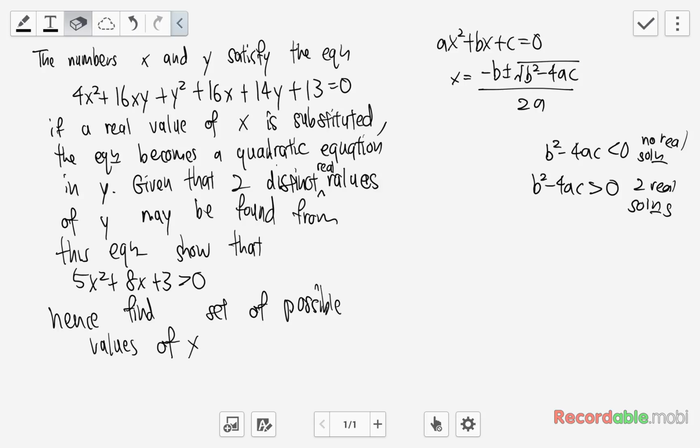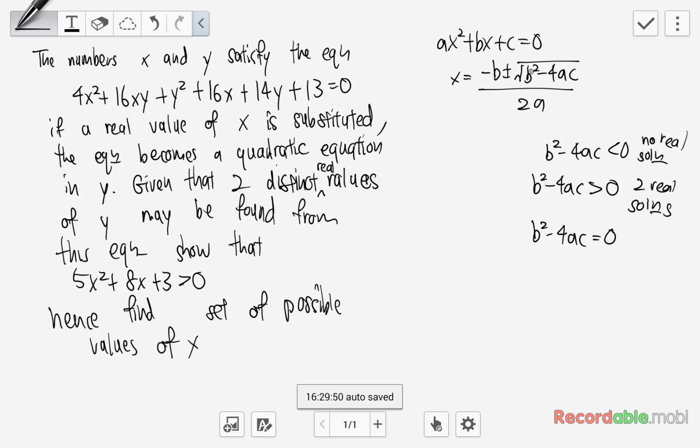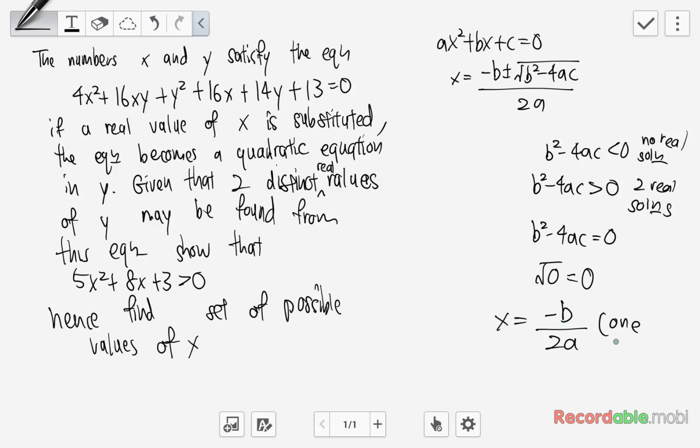What if our b squared minus 4ac equals 0? Then this part is equal to 0, the square root of 0 is 0, and our solution is just x equals minus b over 2a, and this is one real solution. That means when b squared minus 4ac equals 0, we have one real solution.